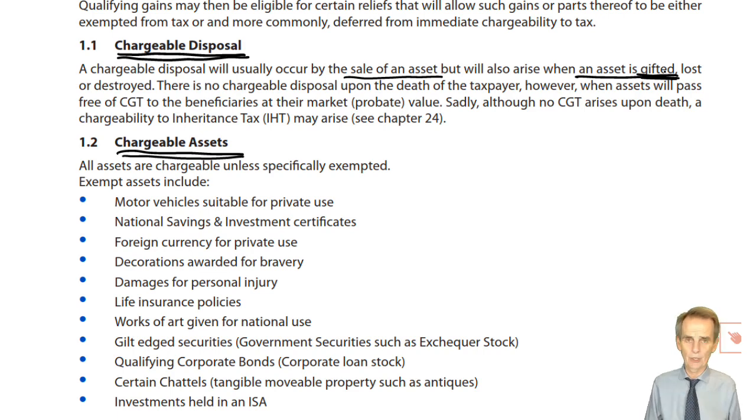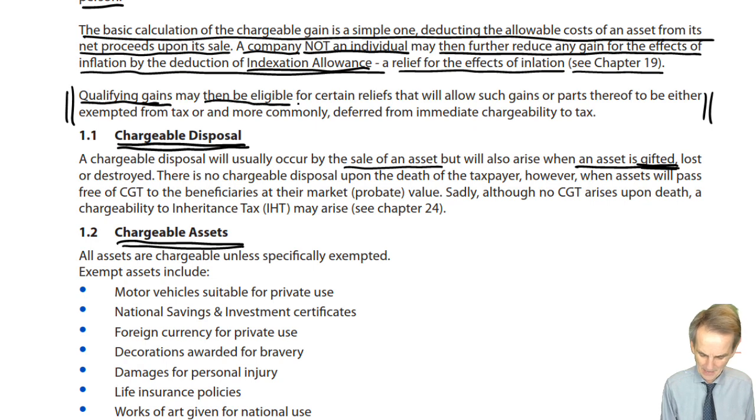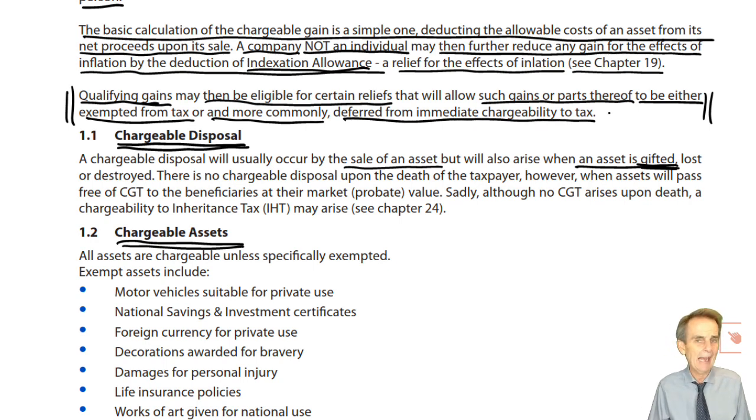Now, of course, Chapter 14 will tell us the way by which that gain is deferred. That is not for now. And that just refers to this little sentence just above, as I itemise that in the notes in front of you. Qualifying gains may then be eligible for certain reliefs that will allow such gains, or sometimes parts thereof, to be either exempted from tax, which is most unusual, but there is one relief that will allow for that, or, as we say here more commonly, deferred from immediate chargeability to tax. Well, you now know one of the principal deferral reliefs, at least by name, not by method of computation, but by name. That is gift relief that will be available to us.